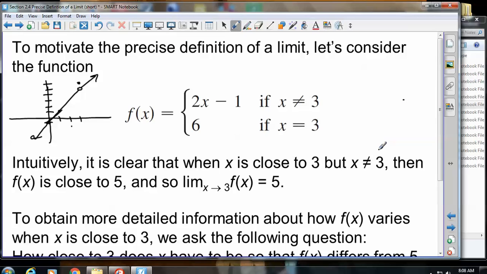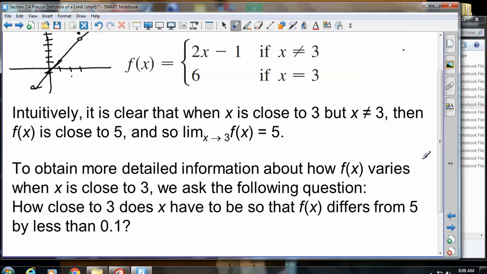We've graphed piecewise functions. We could sketch that graph if we needed to. So by looking at that graph, I think we would all agree that the limit as you approach 3 is equal to 5, right? Because we don't care what happens at the point, we just care what happens as we get close to it.